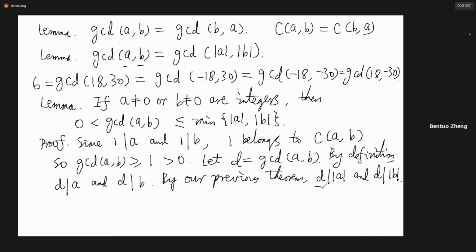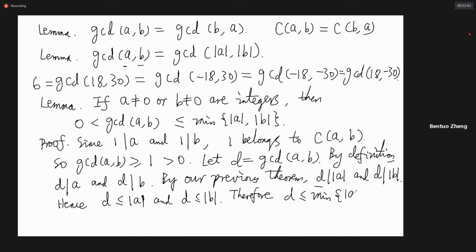Now, since D is greater than 0, which is what we just proved, and the absolute value of A and the absolute value of B are also greater than or equal to 0, hence we have D is less than or equal to the absolute value of A, and D is less than or equal to the absolute value of B. But this exactly means D is less than or equal to the minimum of the absolute value of A and the absolute value of B. Since D is less than both of these, D is less than or equal to the minimum.